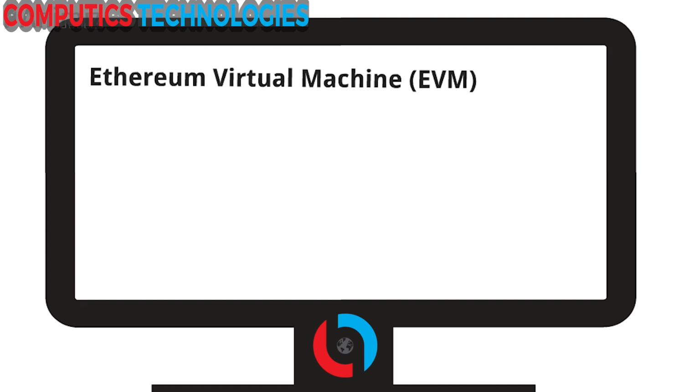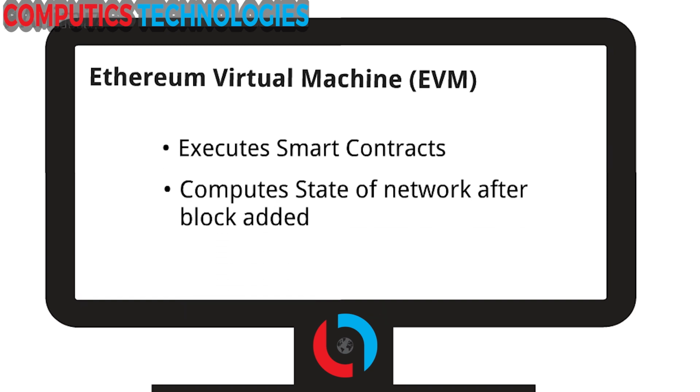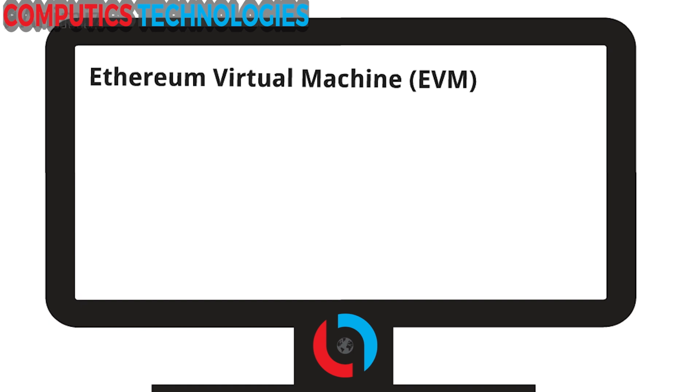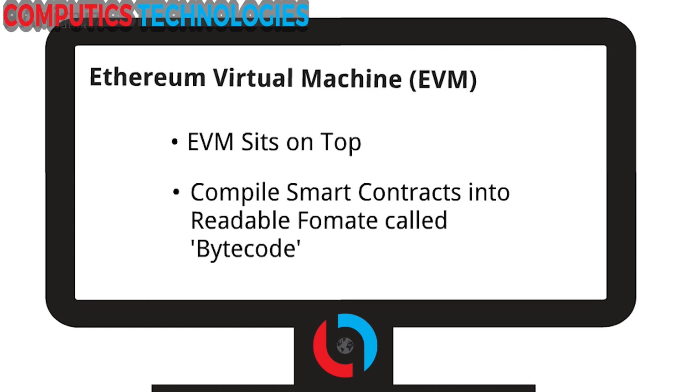The Ethereum Virtual Machine, EVM. The Ethereum Virtual Machine or EVM is a piece of software that executes smart contracts and computes the state of the Ethereum network after each new block is added to the chain. The EVM sits on top of Ethereum's hardware and node network layer. Its main purpose is to compute the network state and to run and compile various types of smart contract code into a readable format called bytecode.